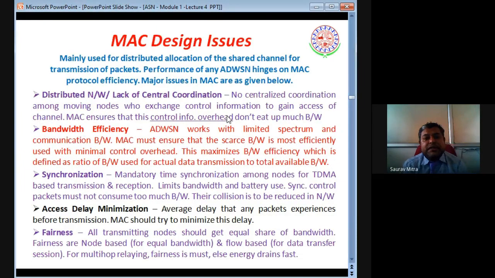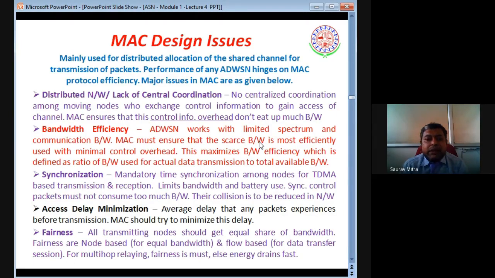Okay, so lack of central coordination is always playing a difficult part in case of ad hoc wireless sensor network, and there is a big problem while designing the MAC. Second is bandwidth. I told you this is the most important issue, that bandwidth is limited. Whenever I'm saying this is an ad hoc wireless sensor network, it will be assigned a bandwidth. Let's say bandwidth B.